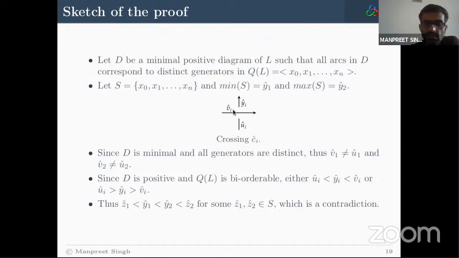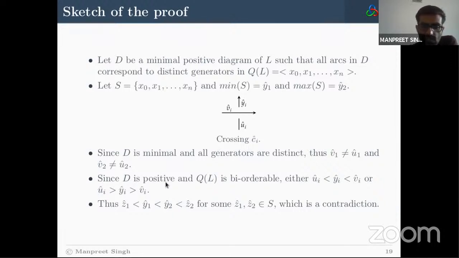It is easy to note that one can actually find a crossing where y1 hat and y2 hat are basically the outgoing under arcs. Now, since D is minimal, and we have assumed that all the generators are distinct, one can easily deduce that Vi hat is not equal to Ui hat for i equal to 1 and 2.